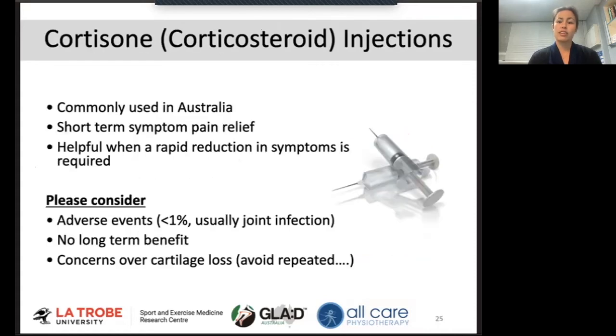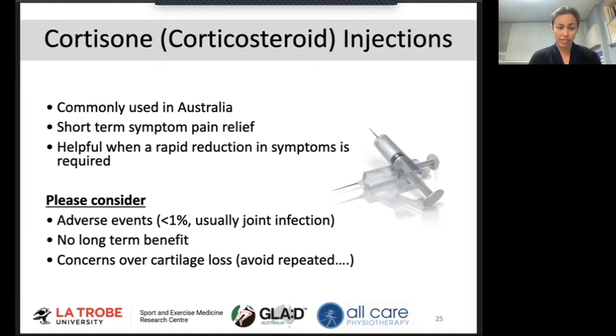We have a look at another element of the second stage interventions. We're looking at injections now. So corticosteroid injections are very common in Australia. It is not uncommon for someone to completely bypass first-line treatments though and go straight to a cortisone injection. So we need to make sure people are still receiving education, exercise, and weight management in conjunction with a corticosteroid injection.